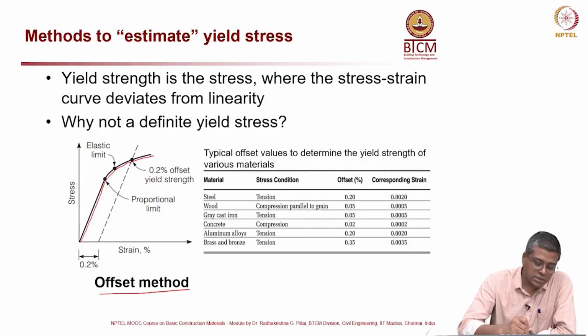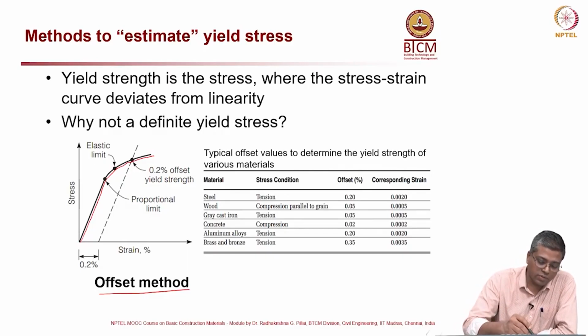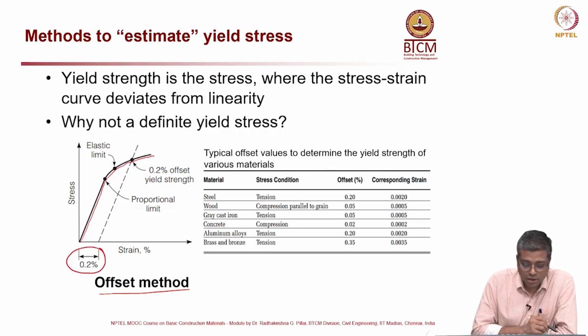And also there is no sharp change in the curvature. So, there is a gradual change. So, what will happen, it is difficult, you have to fix a point. So, to standardize the procedure, people have used some values like 0.2%. For steel the offset is 0.2% in tension, as you see in this table. For other materials, different numbers are proposed.